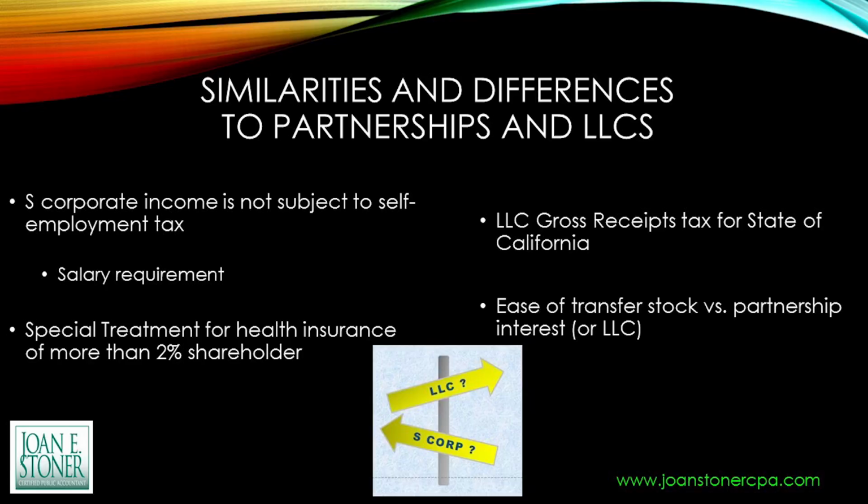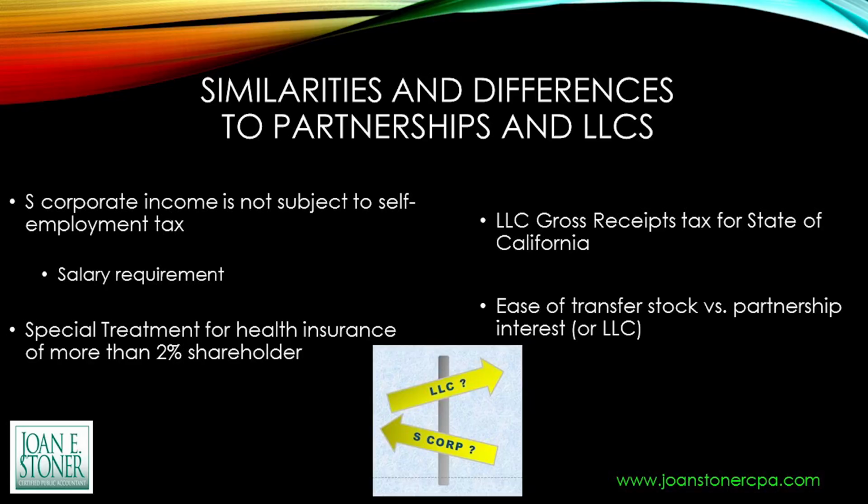There is special treatment for health insurance of more than 2% shareholders. The health insurance normally is treated as a pass-through item only deductible on Schedule A, subject to the 10% medical limitation. However, for S-corporations, a shareholder can include the health insurance premiums paid for them in their gross wages, that is, Box 1 of the W-2. Then the health insurance is considered self-employed health insurance, deductible on page 1 of the shareholder's tax return, a much better result.